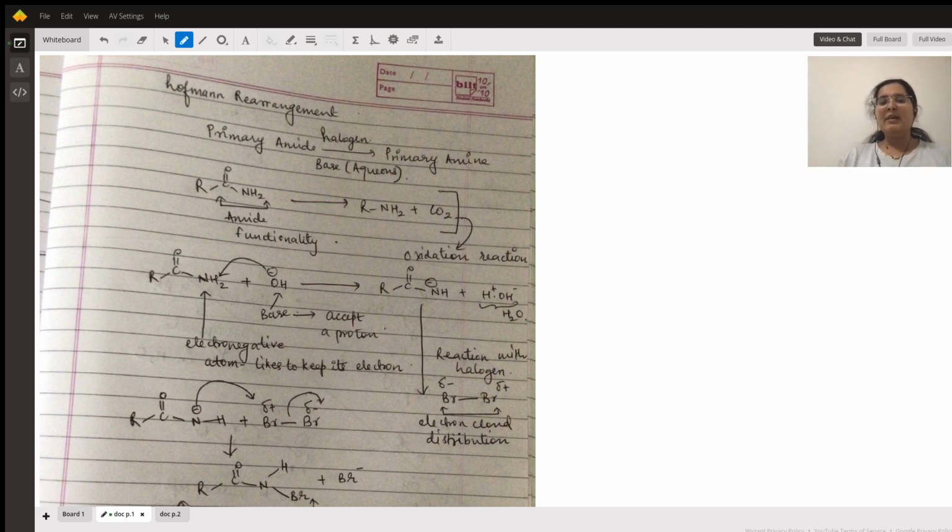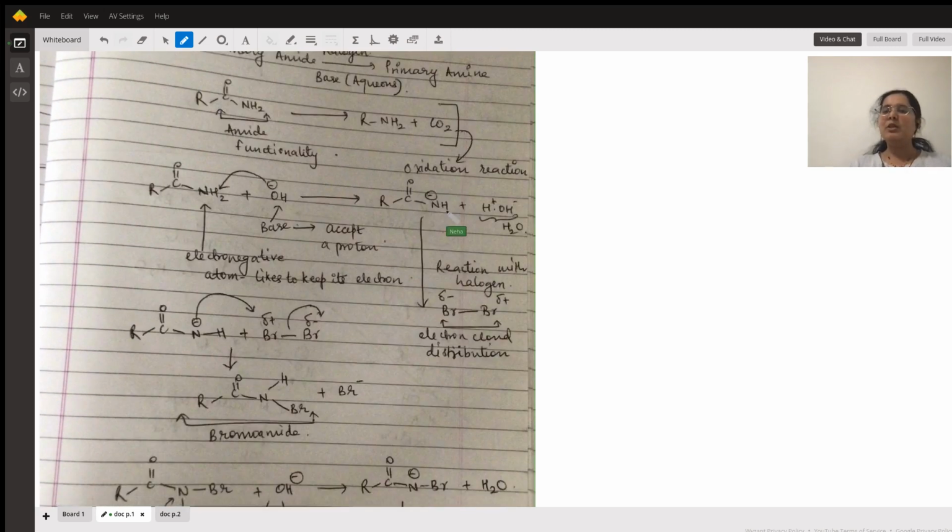A molecule that has a CONH2 functionality is called an amide, and a molecule with NH2 functionality is called a primary amine. This reaction is basically an oxidation reaction where the amide is oxidized into an amine with the release of carbon dioxide.